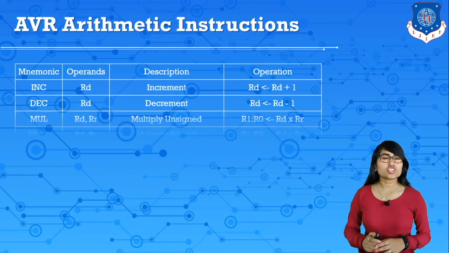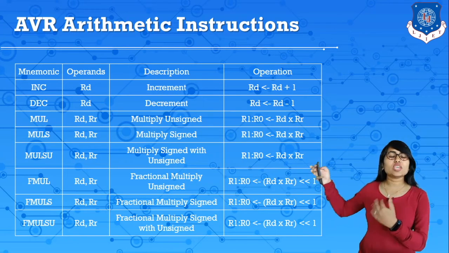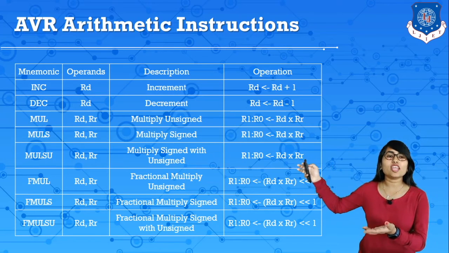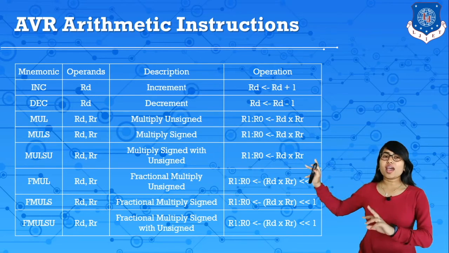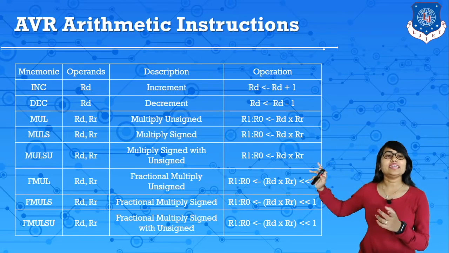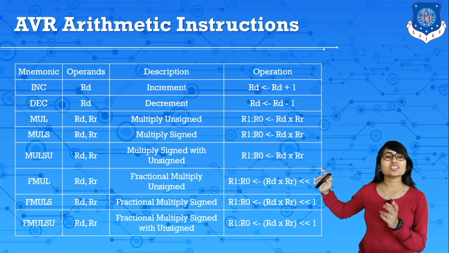Now next there are the multiplication instructions. These are all the multiplication instructions, as well as we have increment and decrement instructions. So to increment the content by 1, there is the INC instruction. So INC Rd, whatever the content of Rd is incremented by 1. Then DEC, decrement: the content of Rd is decremented by 1 using the DEC instruction.